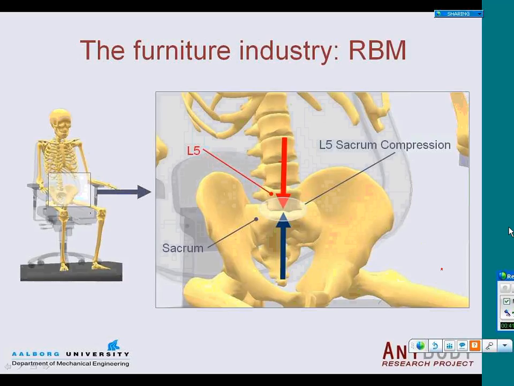Another industrial example is from the furniture industry. This is the company RBM that manufactures office chairs, and we have a lot of cooperation with this company. One of the issues in seating, in design of office chairs, is the forces in the low back, and those are illustrated here. You can see here an illustration of the forces between the L5 and the sacrum, and we are interested in how different designs of the chairs influence the forces in this joint.